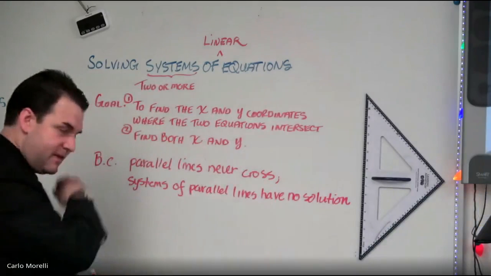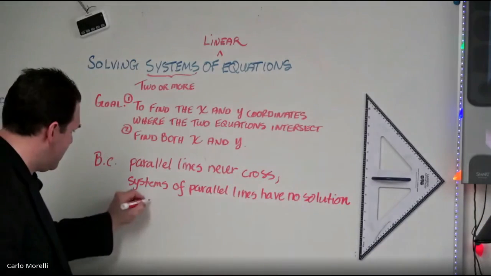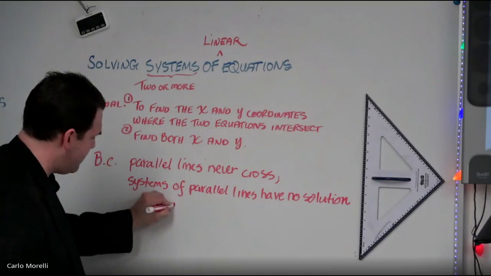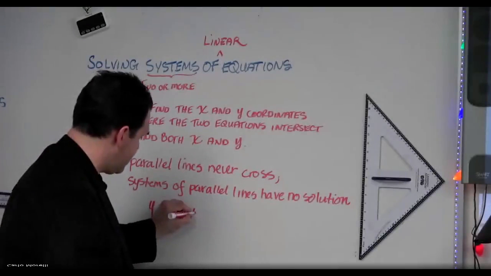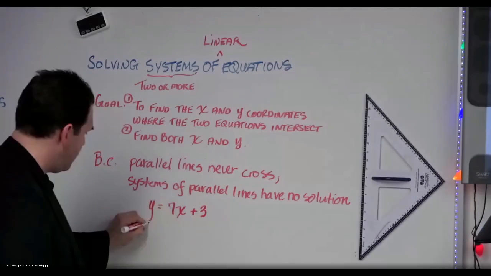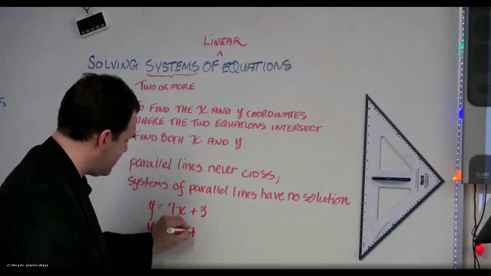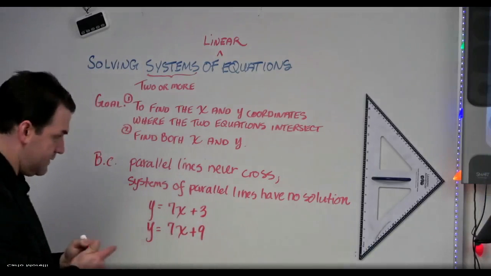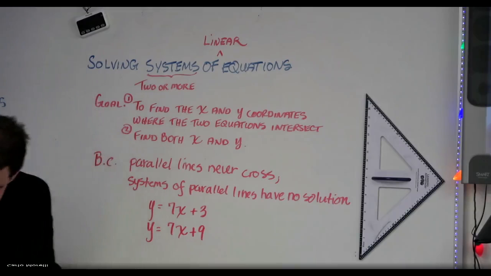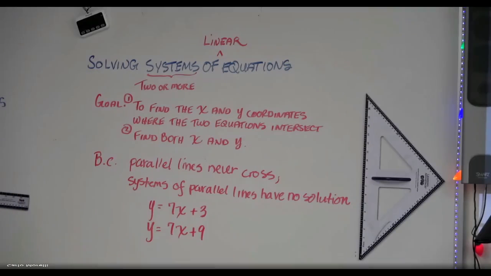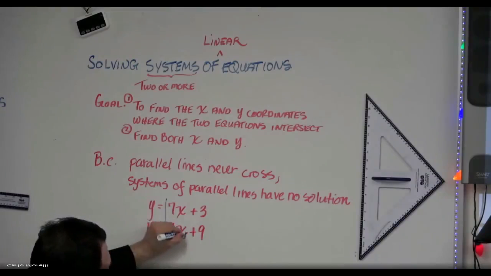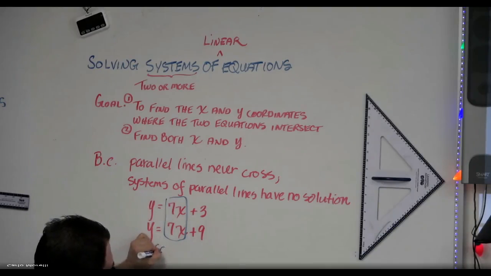Okay, I'll give you an example. Y equals 7x plus 3, and y equals 7x plus 9. Those lines have the same slope. Okay, this is the dead giveaway that you're working with parallel lines. Same slope, parallel lines.